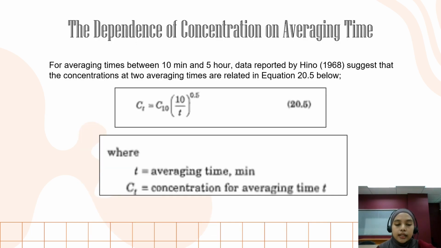Next is the dependence of concentration on averaging time. For averaging times between 10 minutes and 5 hours, data reported by Hino suggested that the concentrations at two averaging times are related by equation 20.5 below. This equation relates the averaging time and the concentration, where t is the averaging time and C_t is the concentration for that averaging time.